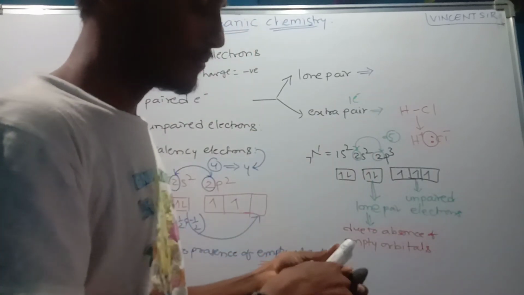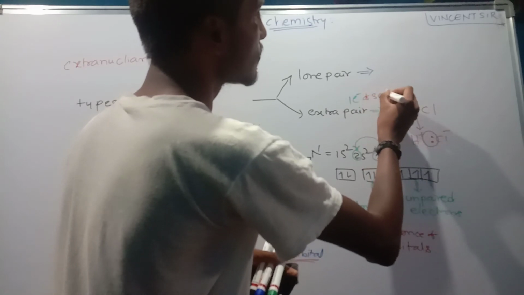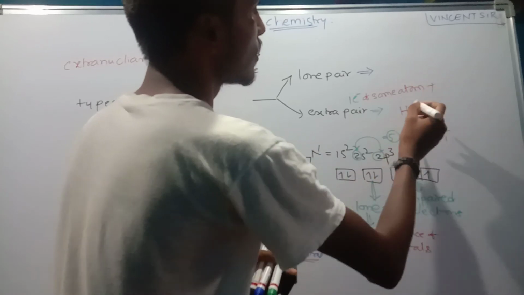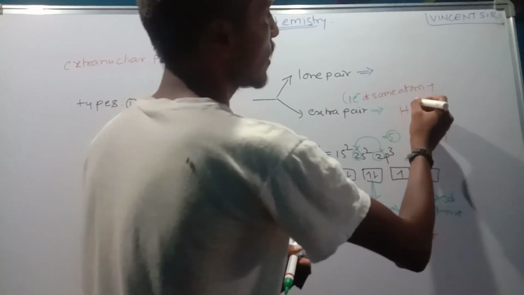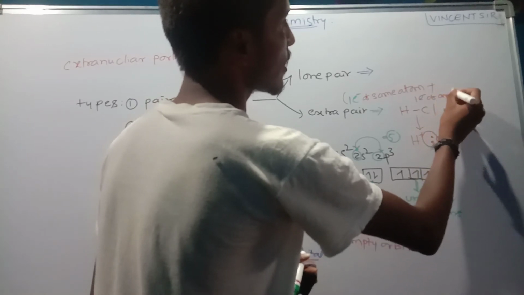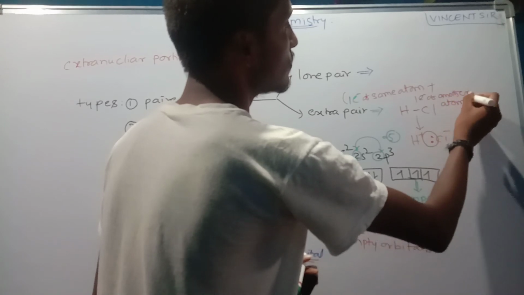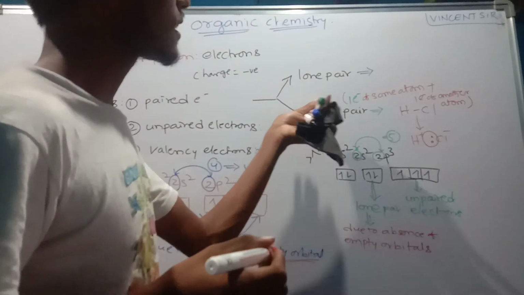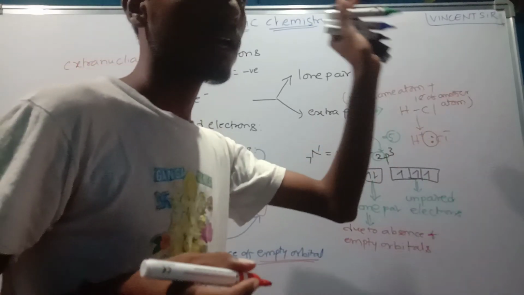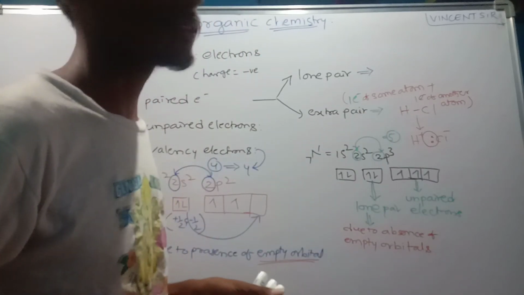Extra pair means one electron of the same atom and one electron of another atom. Likewise, this is in HCl, hydrochloric acid.